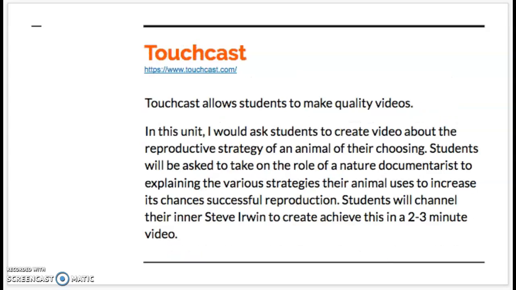The last technology would be TouchCast. TouchCast allows students to make good quality videos. And in this unit, I would have students act like Steve Irwin or some other kind of nature documentarist, where they would choose an animal of their choice and create a video explaining the reproductive strategies for the animal that they chose. I would ask that they try to achieve this within a 2 to 3 minute video.